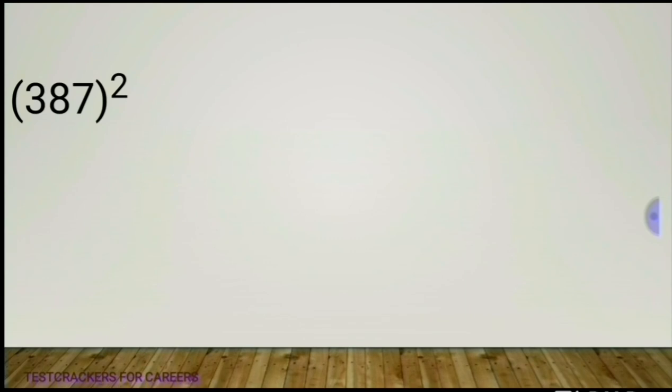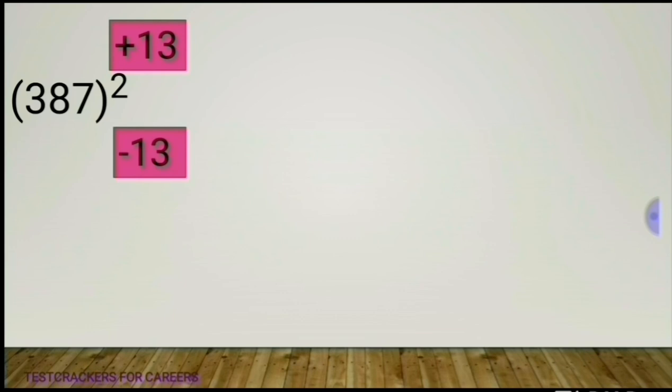Now let's find the square of 387. What is the nearest tens to 387? It is 400, and the difference between 400 and 387 is 13. We are going to add and subtract 13 from 387. We get 400 by 374. As the base is 100, we divide 400 by 100.